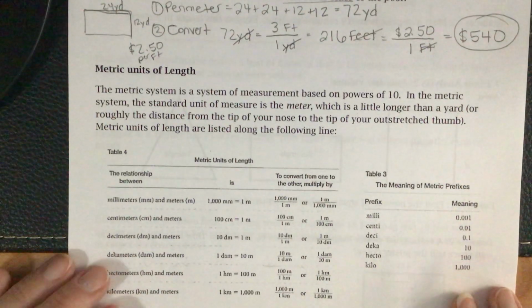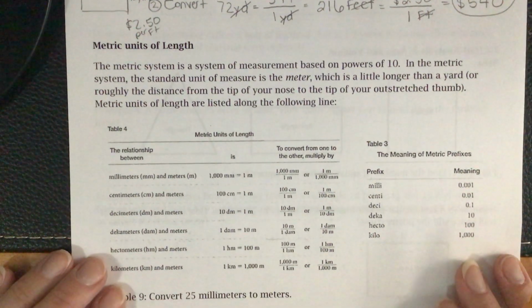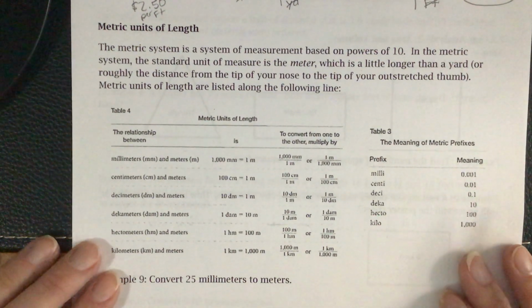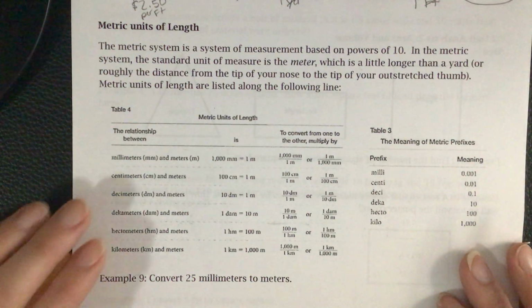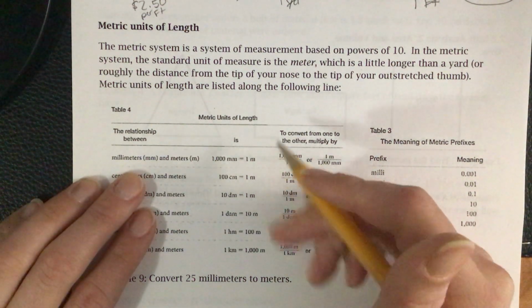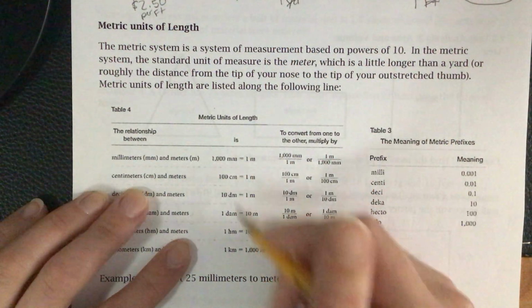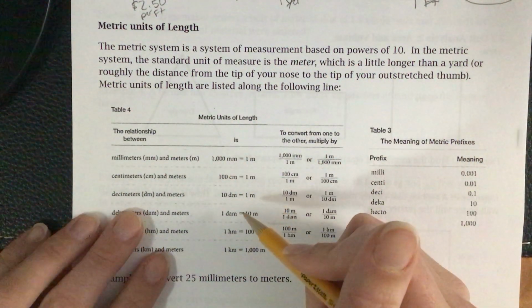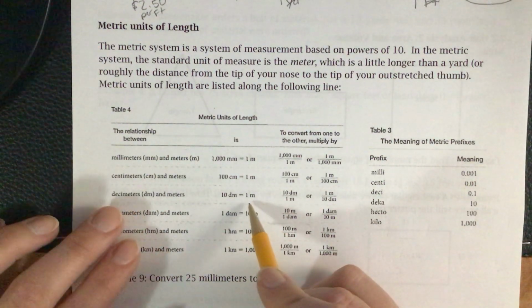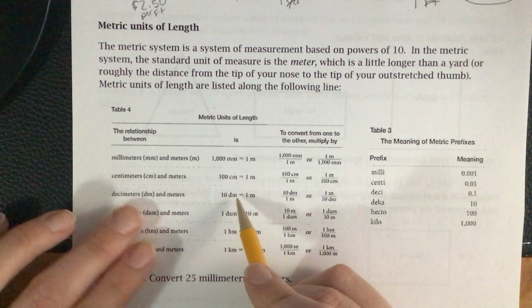Okay, I've given you the measurement system below, so I want you to understand where it comes from. If I started with 1 meter, right? This is based on 1 meter for the most part. So 1 meter to decimeters is 10 decimeters.